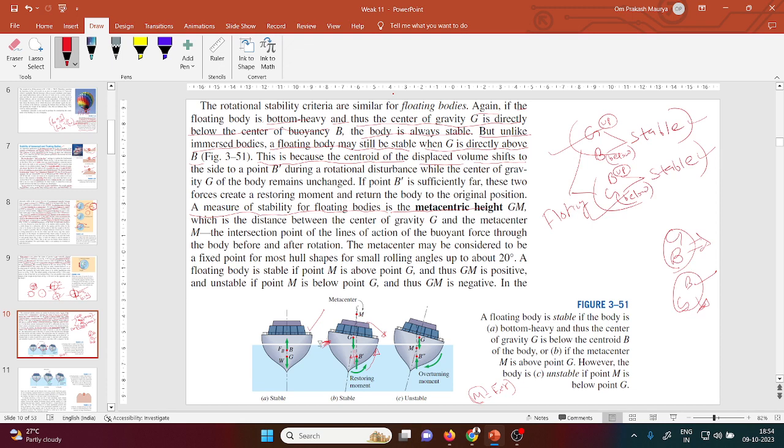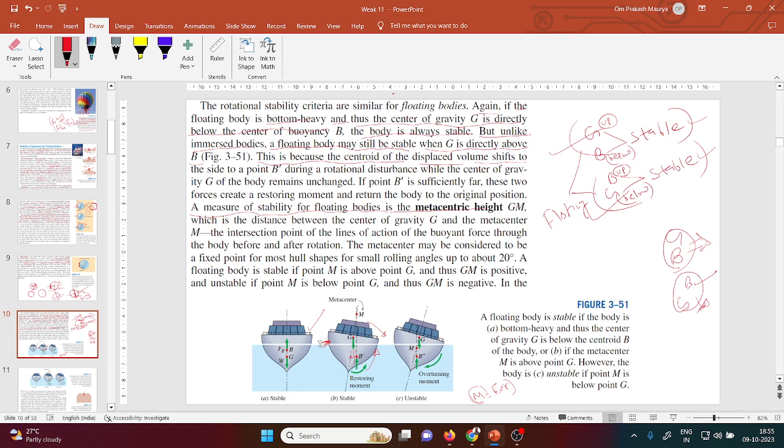Let us reread. A measure of stability of the floating body is the metacenter height, that is GM, which is the distance between the center of gravity G and the metacenter, and the intersection point of the line of action of the buoyant force through the body before and after rotation. That is, what was the previous condition and the condition after rotation.